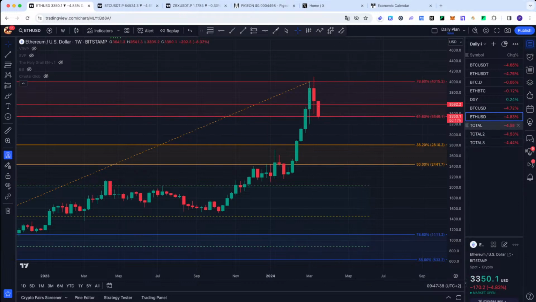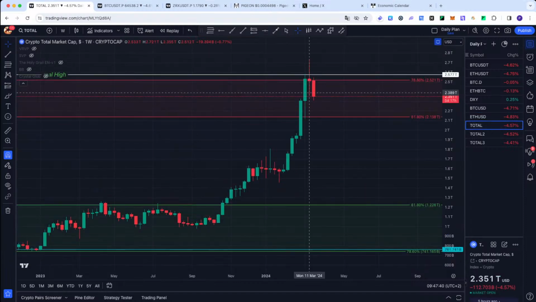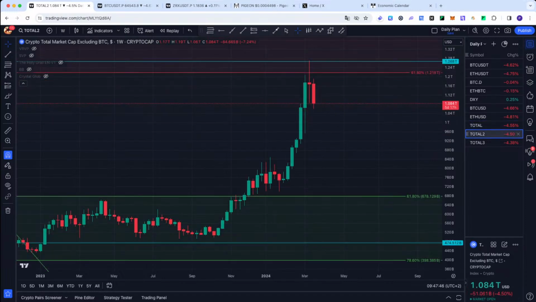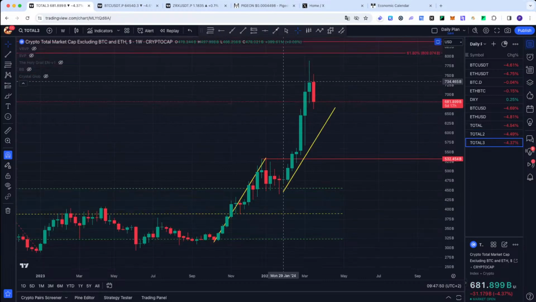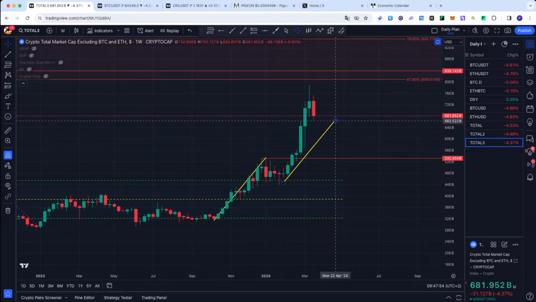Total. Same perfect 3-bar fractal for the moment, like I said. Total 2, same but a bit lower. And total 3, same pattern but a lot lower. We didn't touch 61.8. And I don't think we'll go down without touching that level.